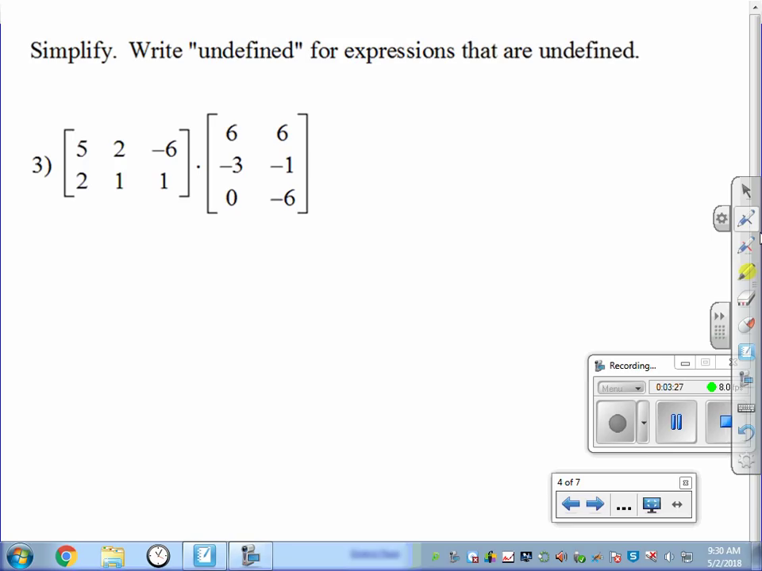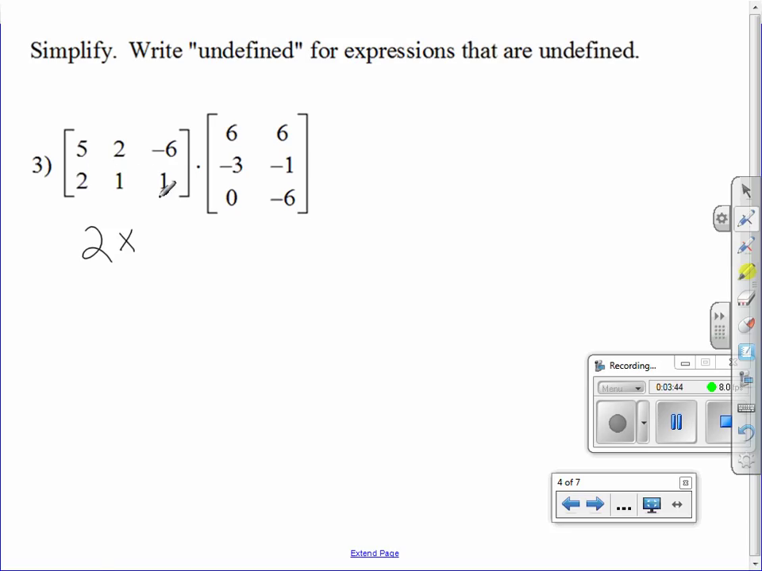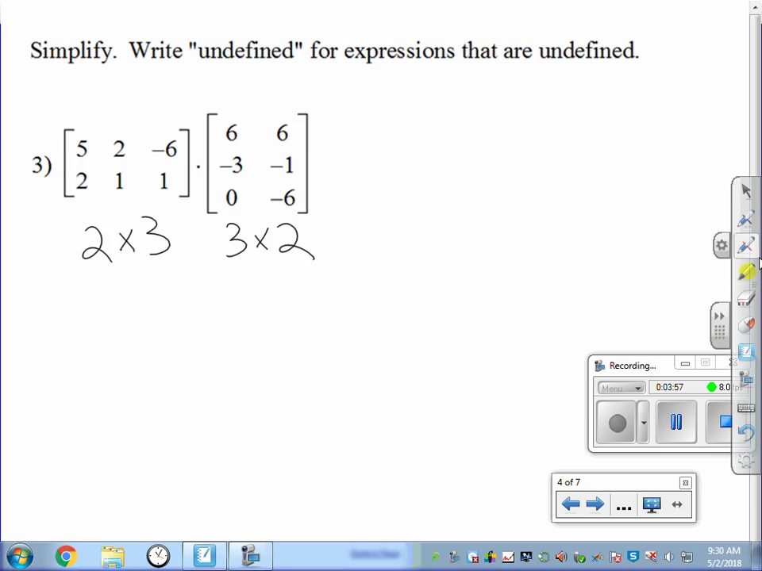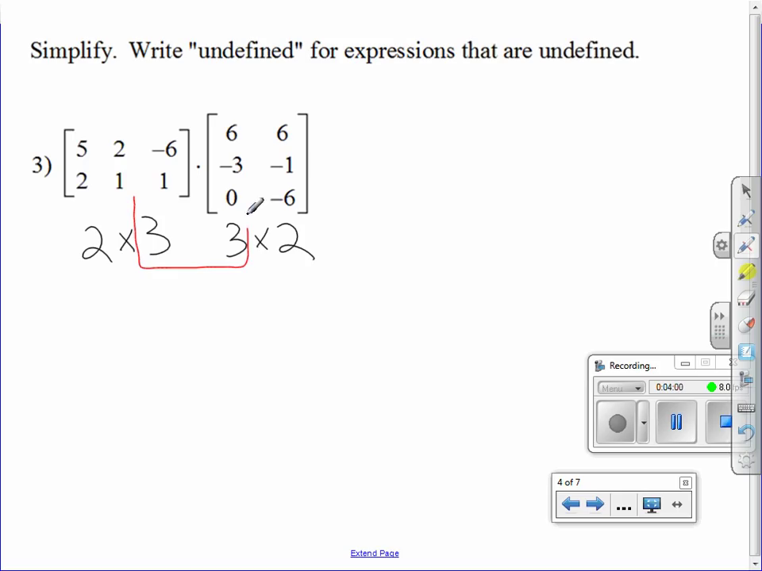Here's how you determine if you can multiply two matrices together. Start by listing the size of each matrix. On the left of the multiplication dot, we have this matrix, and its size is 2 rows by 3 columns. In the second matrix, we have 3 rows by 2 columns. If these matrices can be multiplied together, the numbers sandwiched in the middle must be the same. And they are in this case. We got a match.